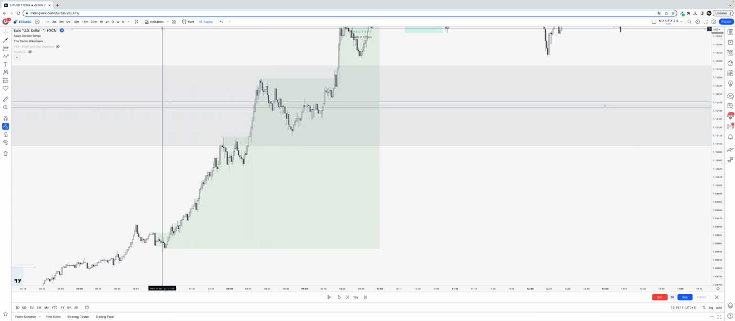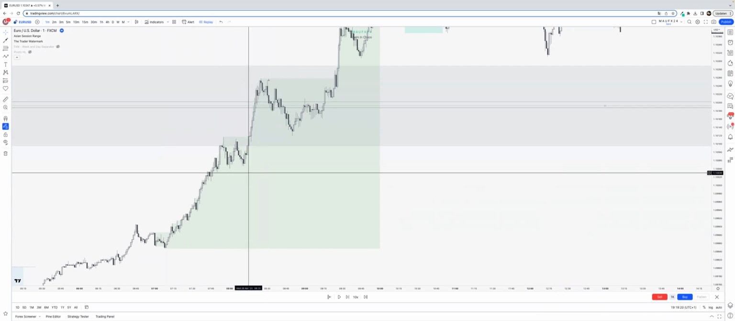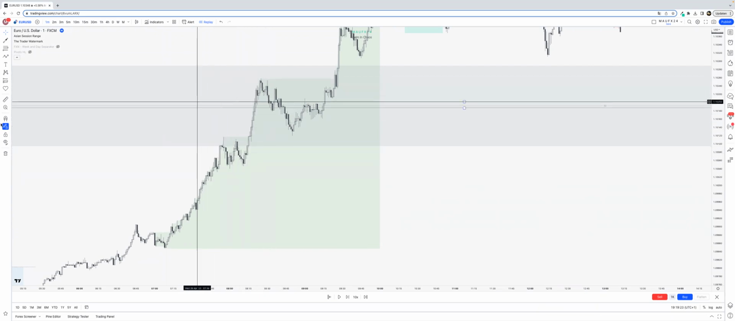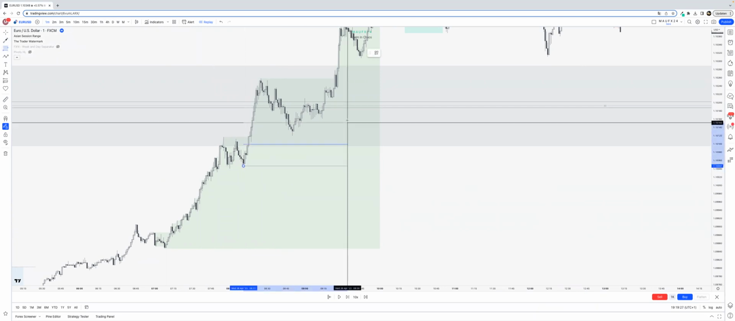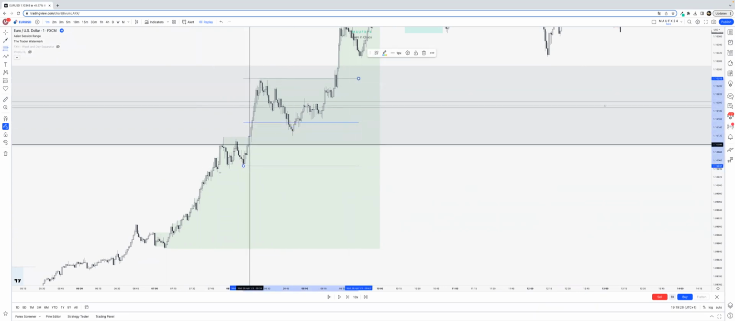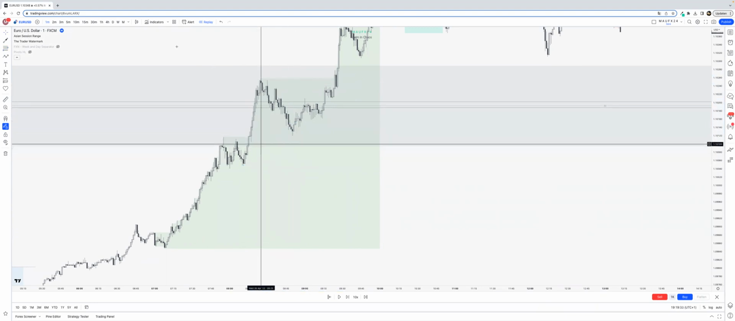Especially not after these candles, even though they're not big. This is the 1 minute time frame. So basically, you have a range from this low up to this high, or this low, whatever you want to take. It's just a retracement. Nothing here.